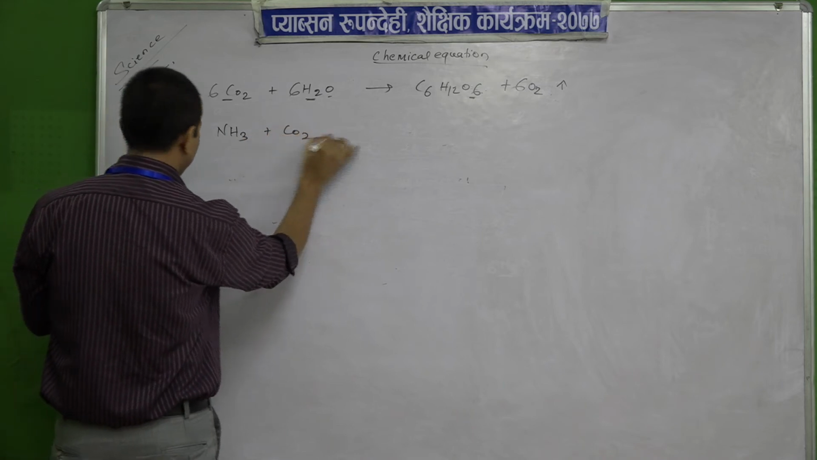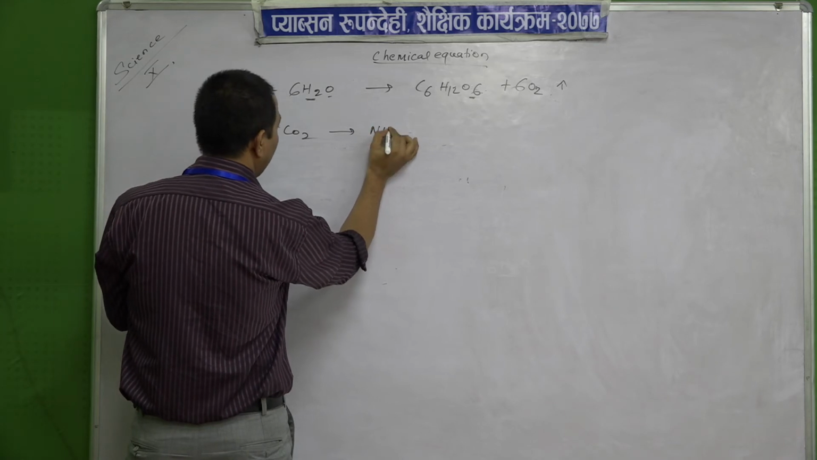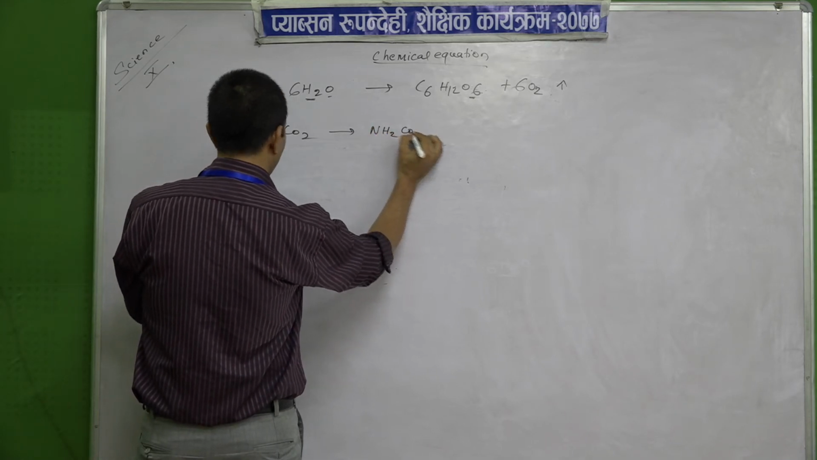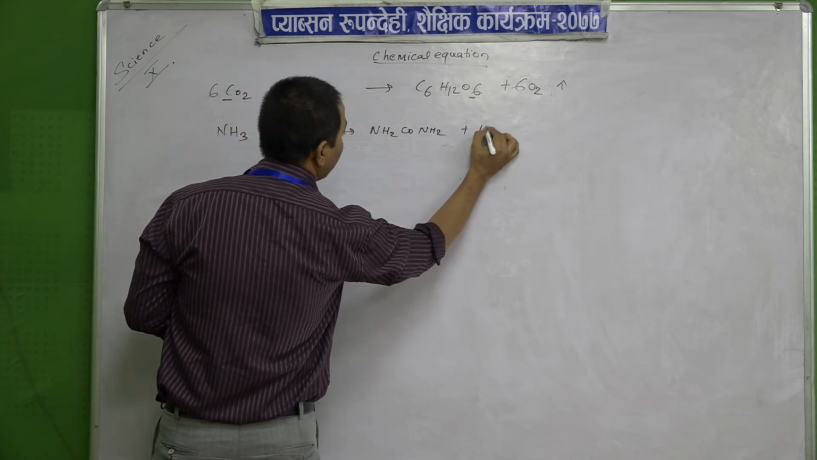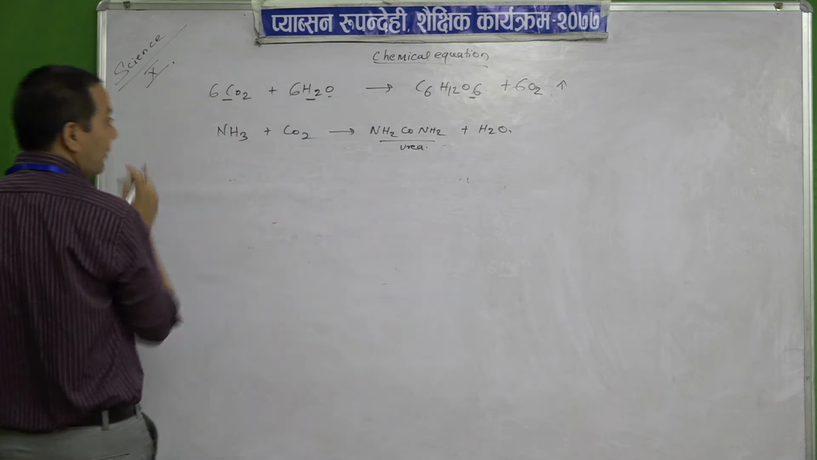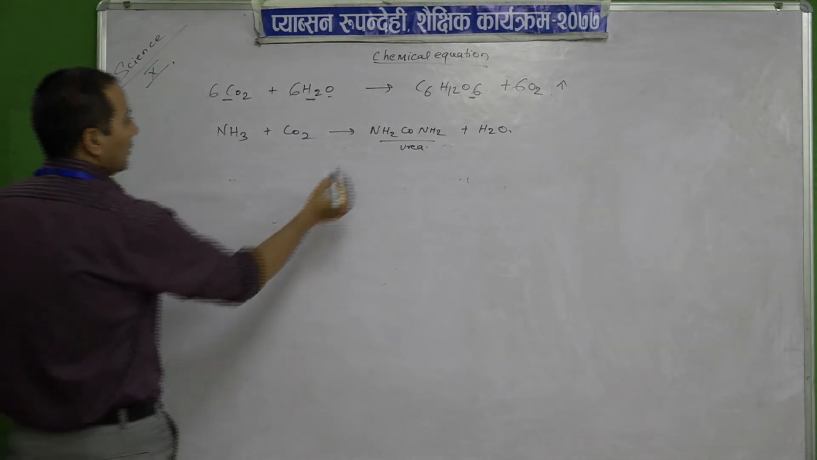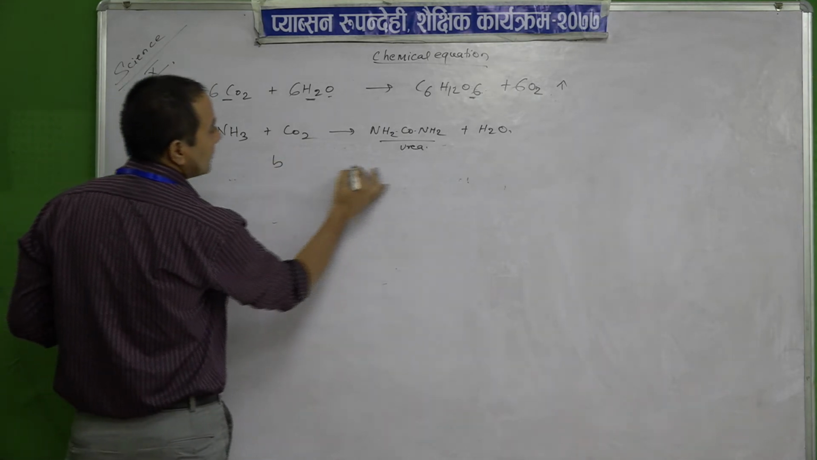Plus CO2. Okay. So equals gives NH2CONH2 then plus H2O. This is urea. Okay, you have to study this one, urea. So let's again try A, B, C and D.